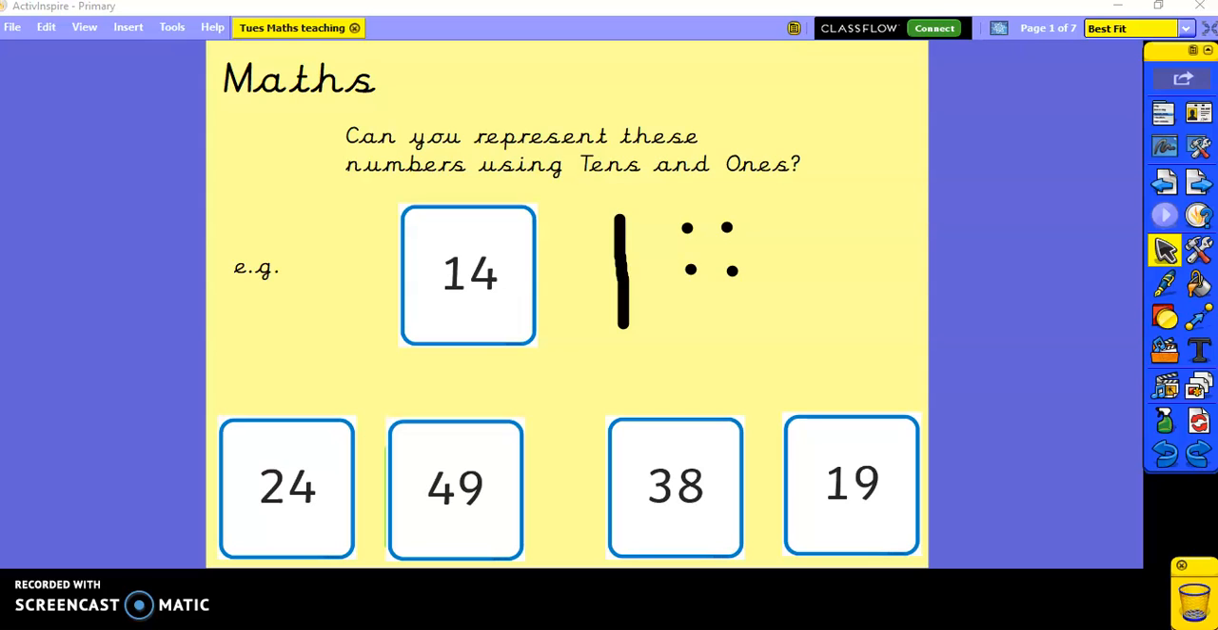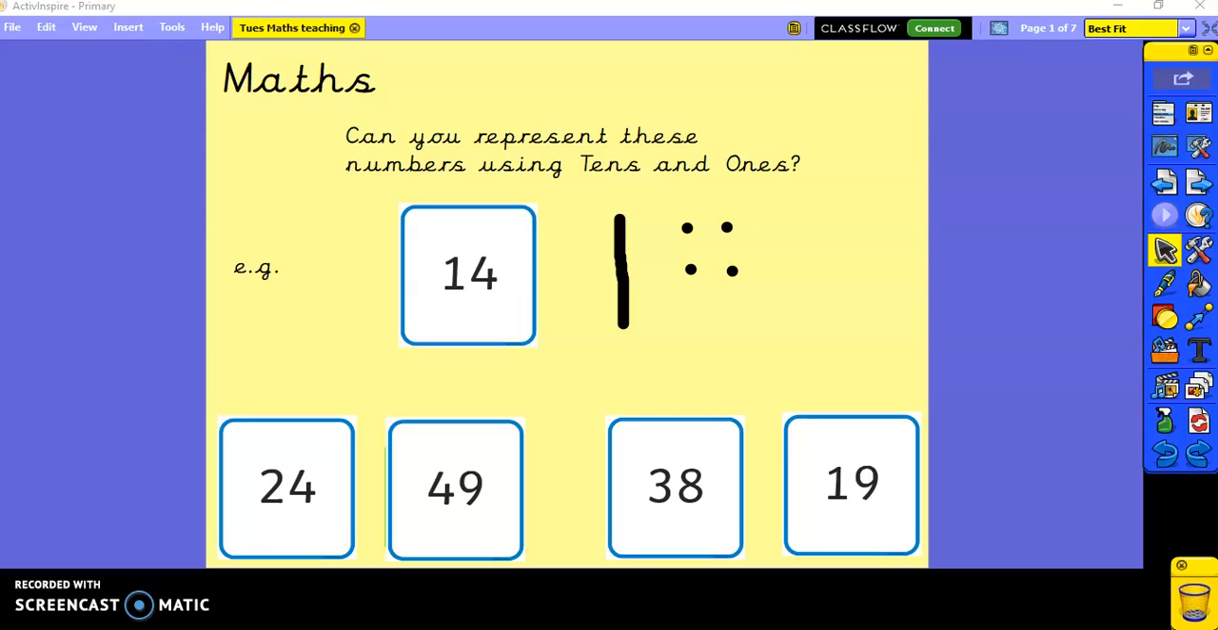So we're going to start off today with a little warm-up again. You will need either a whiteboard if you have one at home or a piece of paper and a pen or pencil. So my question this morning, can you represent these numbers using tens and ones?